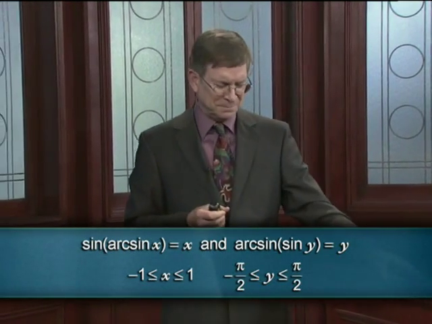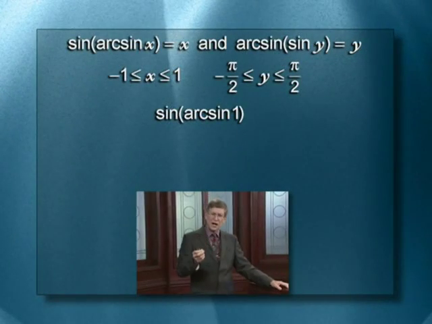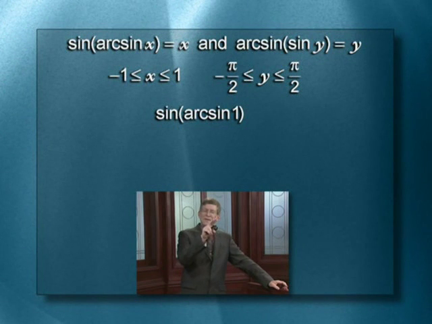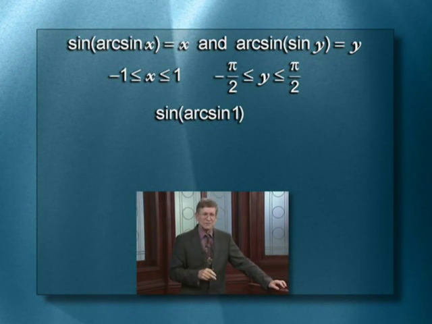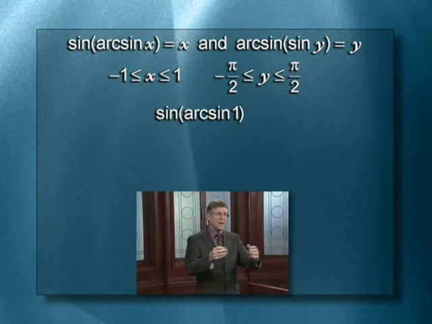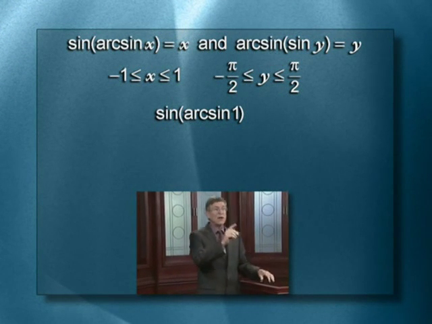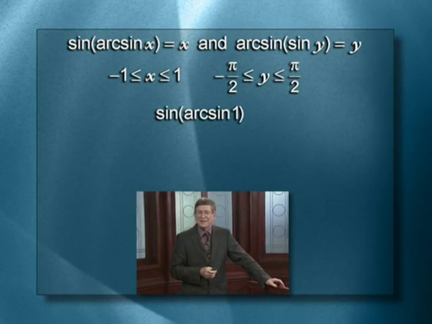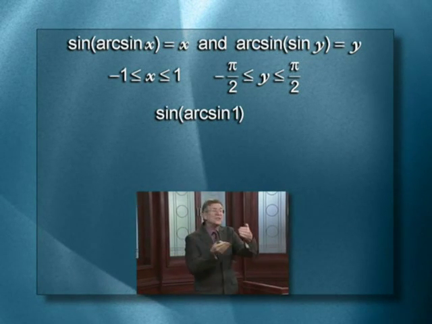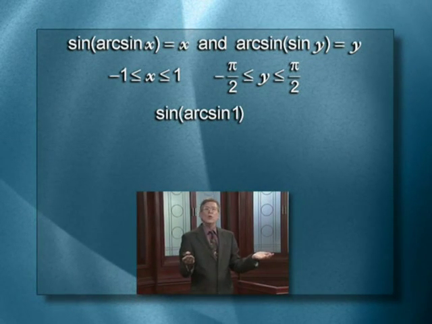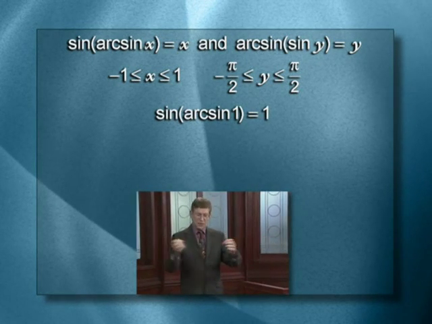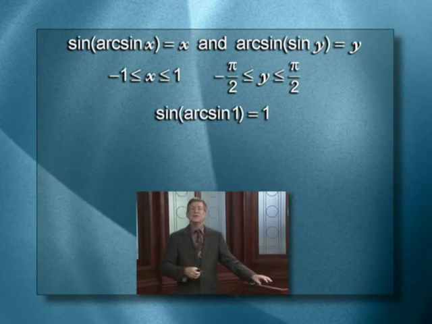For instance, what is sine of arcsine of 1? Well, this is a composition of two functions. First you do arcsine, and then you do sine. And 1 is in the proper place, isn't it? It's between -1 and 1. So the two functions cancel each other. You don't have to do any work. Sine of arcsine of 1 is just 1. The composition comes back to where you started from.